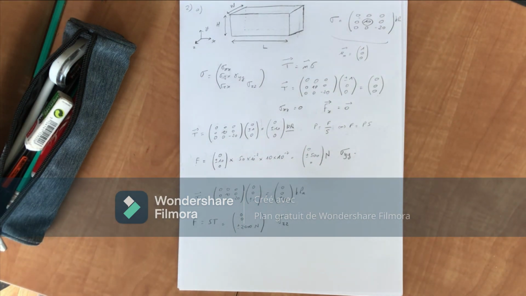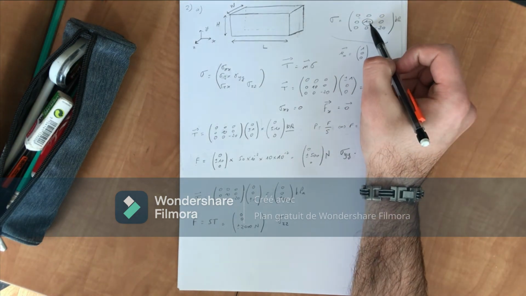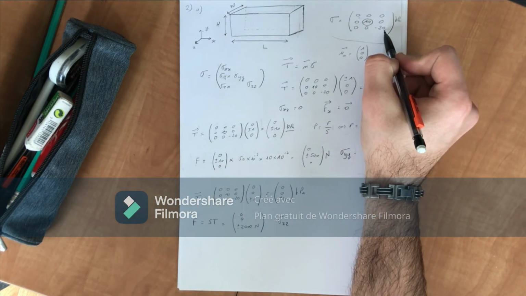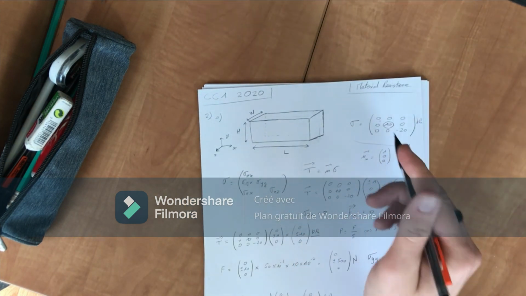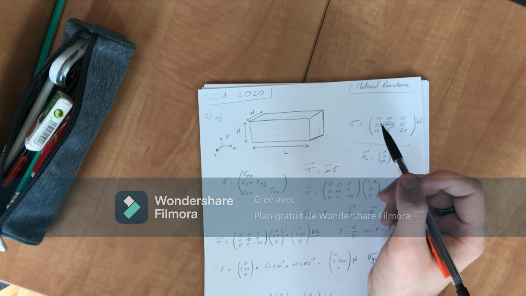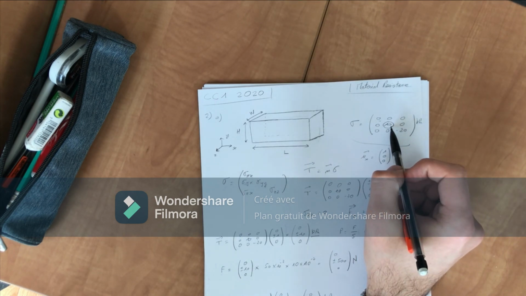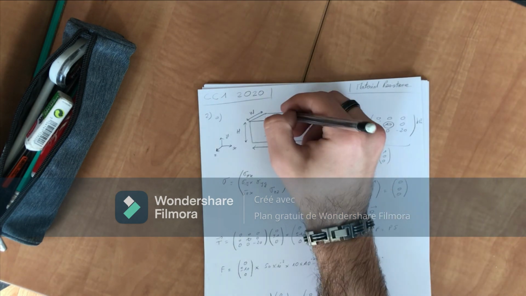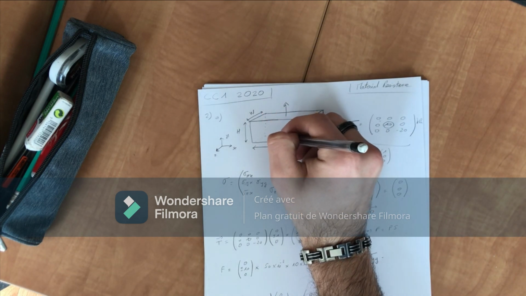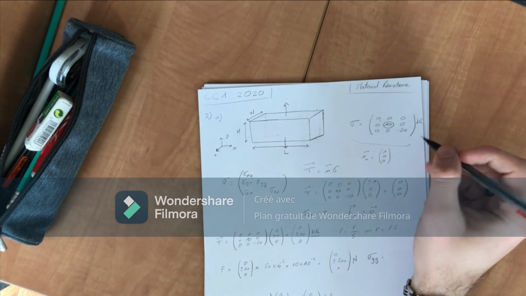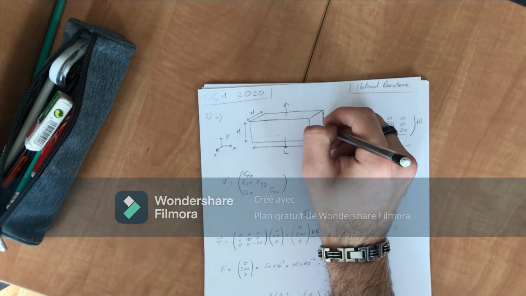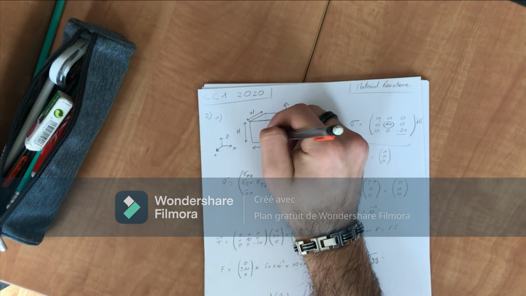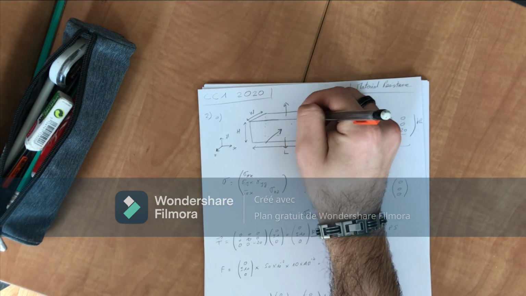Now, we want to represent the forces on the drawing. You can see that sigma yy is positive and sigma zz is negative. So this is clearly, for sigma yy, an extension. So you can have the forces like that. And for sigma zz, this is a compression like this. So you have here the forces.